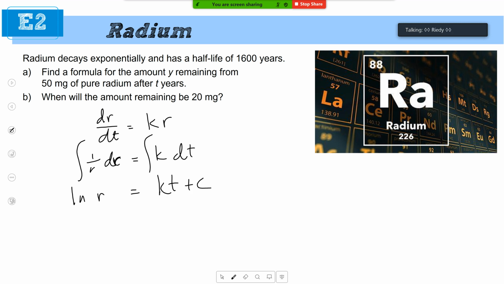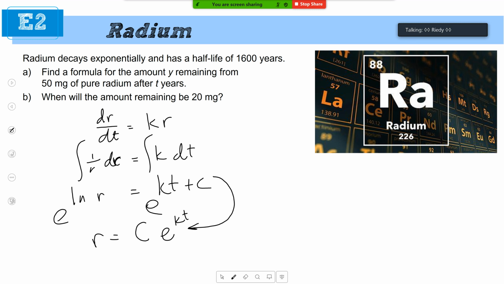Again, radium can't be negative. You can't have a negative amount of radium, so we can drop the absolute value bars there. Do the e trick. R is equal to C e to the kt. This is the step that many of you are just going to skip over, but it's important that you understand how I'm going from that step using that x squared times x cubed.